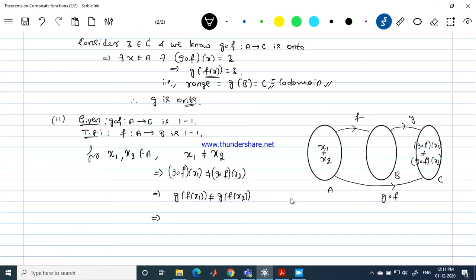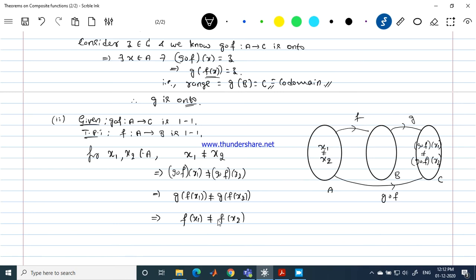Okay, this implies G of F of x1 is not equal to G of F of x2. Now have a look at this one. If this is the case, can we claim F of x1 is not equal to F of x2? This is what is required for me. So for x1 not equal to x2, if it implies F of x1 not equal to F of x2, that proves F is a 1 to 1 function, because if the two elements of set A are not equal, then their images should not be equal, so that F becomes a 1 to 1 function for us.